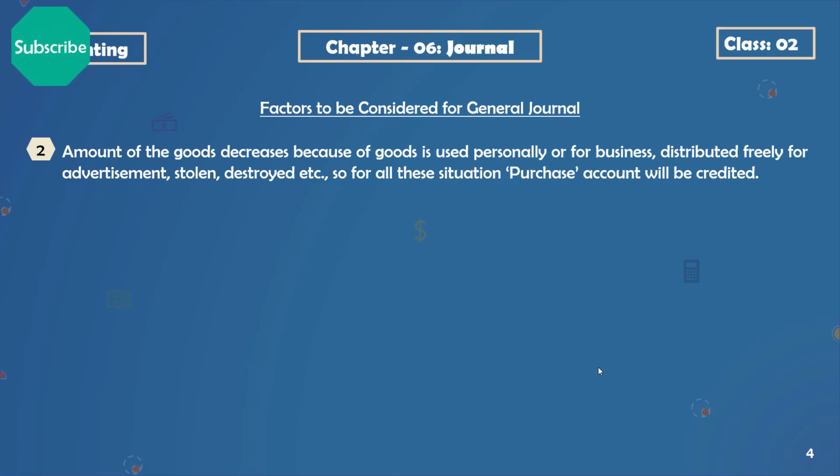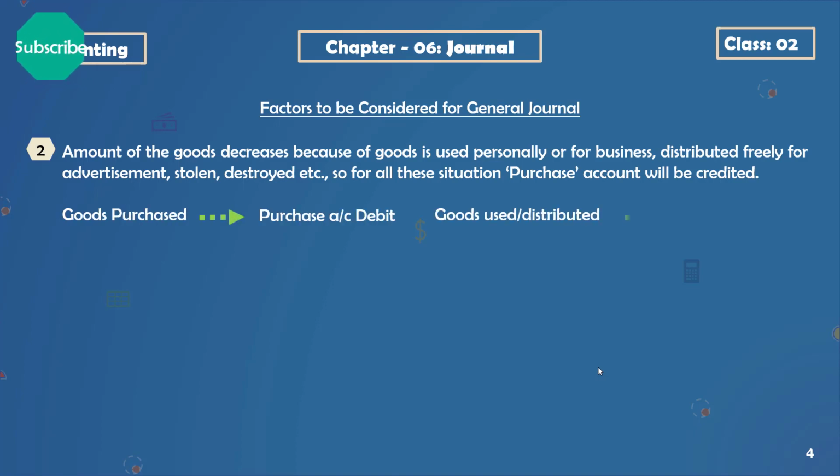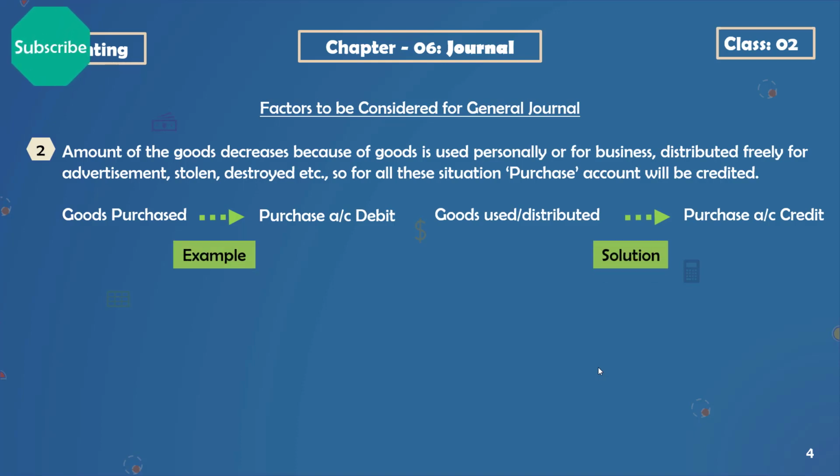So the rule is: goods purchased, purchase account debit, and goods used or distributed, purchase account credit. When we purchase goods, we debit purchase account, and when we use or distribute goods for advertisement or any other purpose, we credit purchase account. Okay, so example and solution.